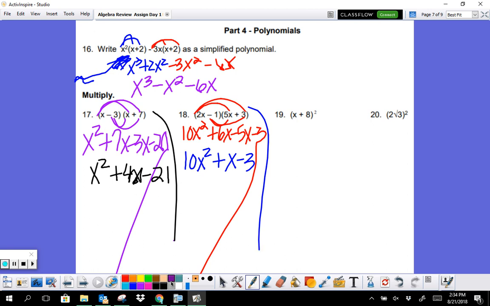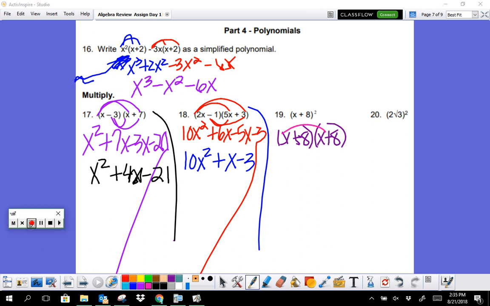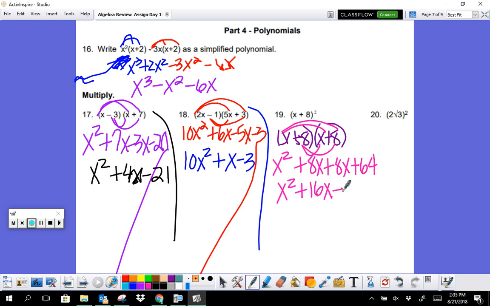19, you have to be really careful about. You need to make sure that you actually write this as x plus 8 times x plus 8. You cannot take that little 2 and distribute it inside. You will get the wrong answer. So, okay, that's x times x is x squared. X times 8 is 8x. 8 times x is 8x. And then 8 times 8, that's 64. So that's x squared plus 16x plus 64.